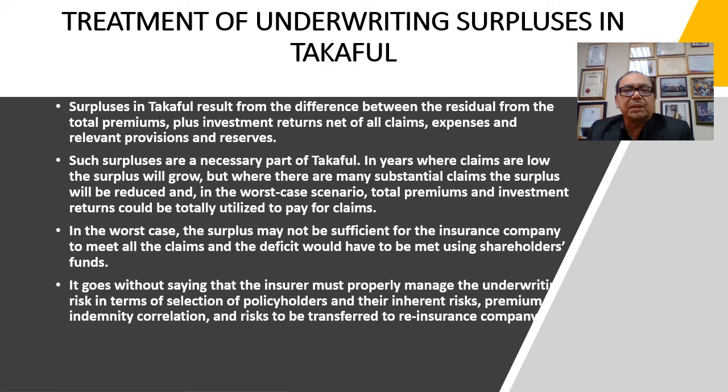It goes without saying that the insurer must properly manage the underwriting risk in terms of selection of policyholders, the inherent risk, premium and indemnity correction, and risk to be transferred to a reinsurance company. In the worst case, the surplus may not be sufficient for the insurance company to meet all claims.